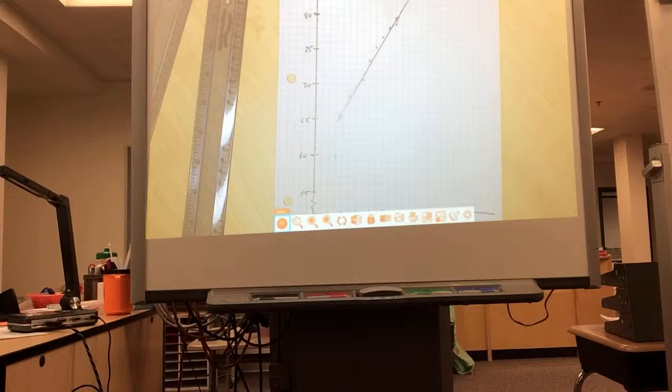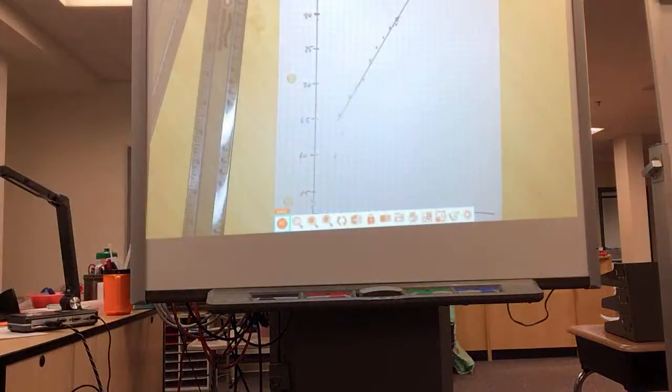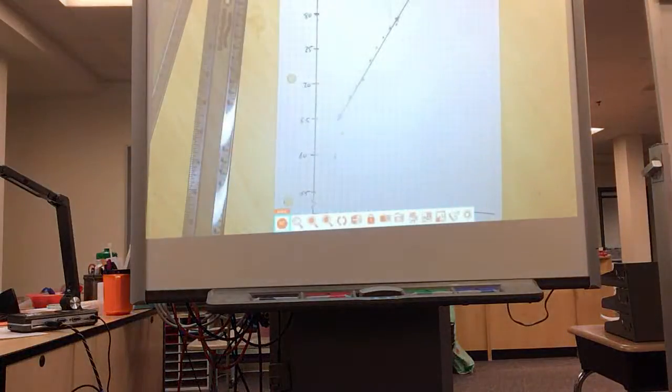So this line, when we put it on here, is called a line of best fit. Another name is a least squares line. And another name given to this is a regression line. Regression is what you're going to hear a lot, because it's something we can do on the calculator.